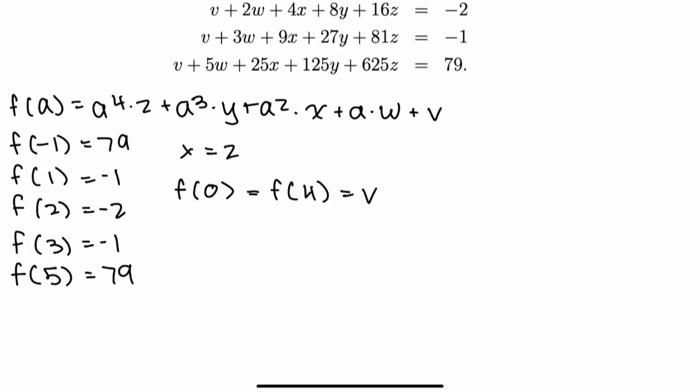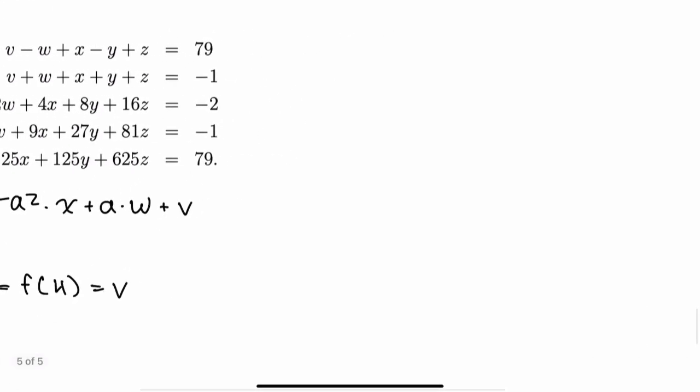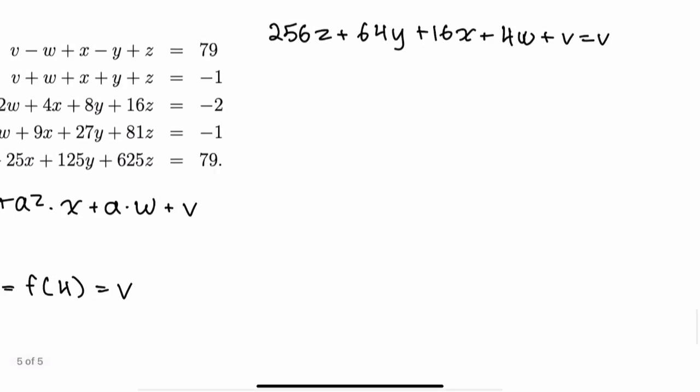And so, if we write f of 4, we have 256z plus 64y plus 16x plus 4w plus v equals v. But so then we can just subtract v from both sides, so we get that this equals 0. And dividing by 4 gives 64z plus 16y plus 4x plus w equals 0.